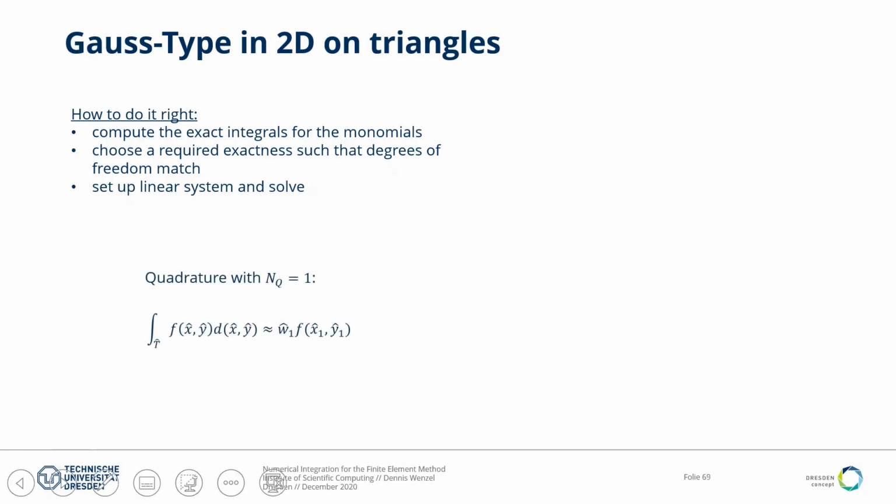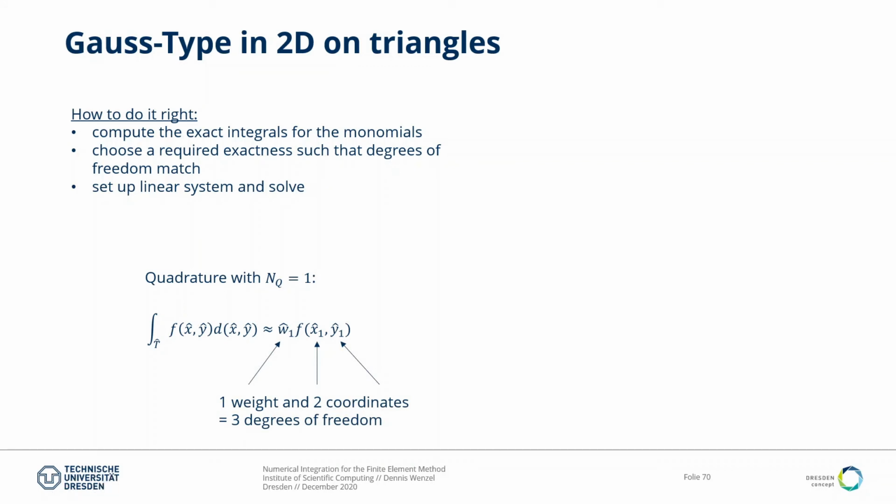Let's see what happens in 2D on a triangle if you want to do a quadrature with nq equal 1. It means that you only take a single point and a single weight, but that still gives you 3 degrees of freedom in a sense, because you have one weight and the point has an x and a y component. So if you set nq equal to 1, this is in a sense 3 degrees of freedom, because you have one weight and 2 coordinates.